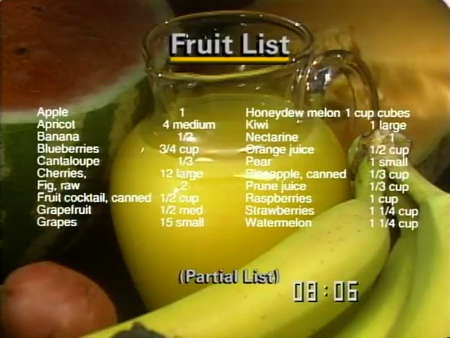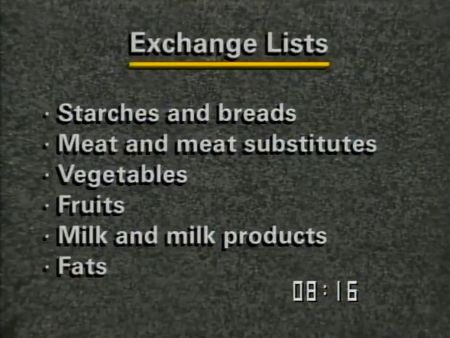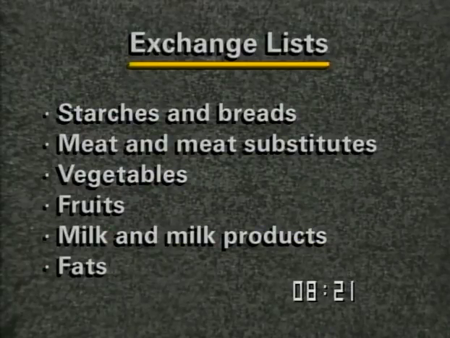Looking at the fruit list, 1 apple is 1 fruit exchange, and it can be exchanged for 1/2 banana, 12 cherries, or 1 1/4 cups watermelon. There are 6 exchange lists: starches and breads, meats and meat substitutes, vegetables, fruits, milk and milk products, and fats. There is a 7th group in the exchange list called free foods. This group includes foods that are 20 calories or less and can be eaten in any desired quantity at any meal, except when a specified amount is noted.